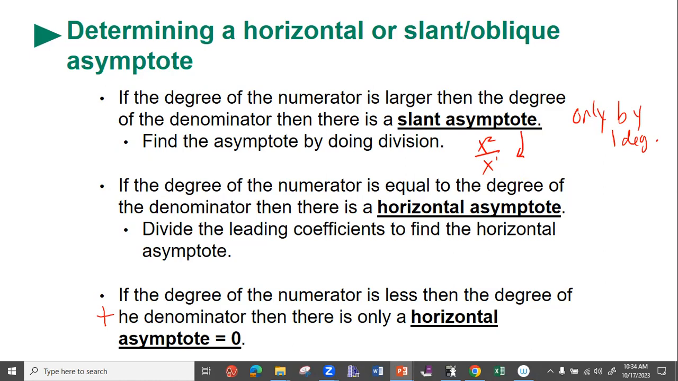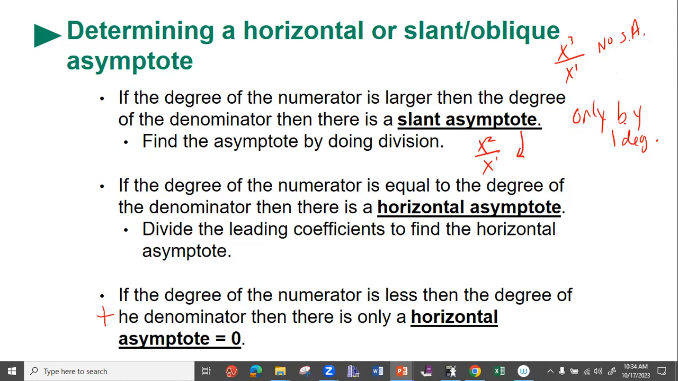Does that make sense? Now, if I had x to the 3rd over x, this is more than 1 degree. So that means I do not have a slant asymptote. Does that make sense? So this would be no slant or horizontal asymptote. If the denominator has no number, the degree is a friendly 1. But because my numerator degree is greater by more than 1, that's why there's no slant.